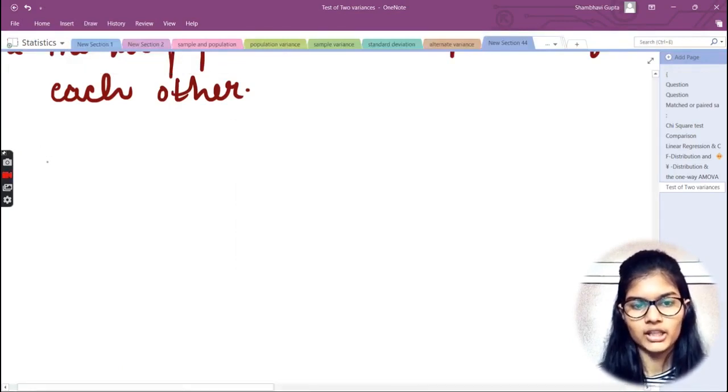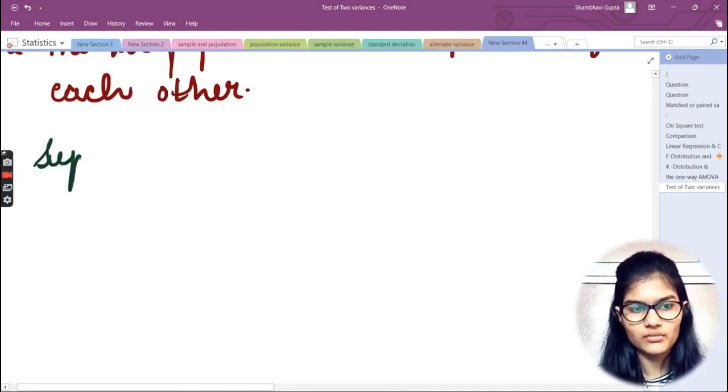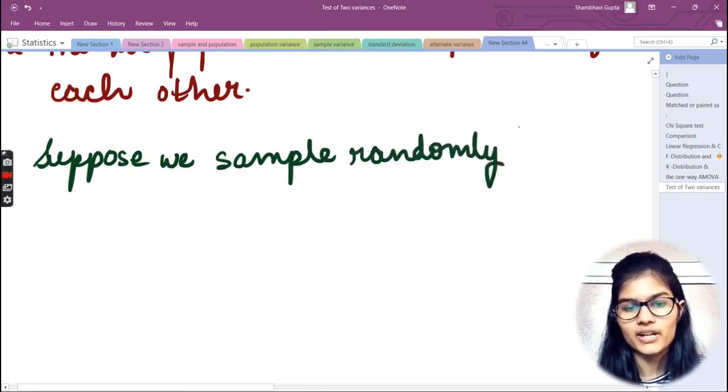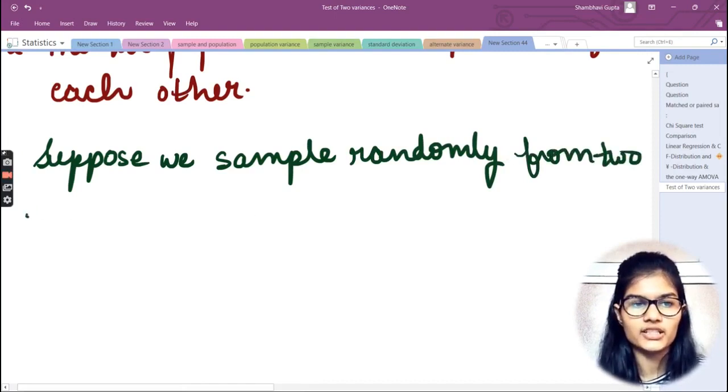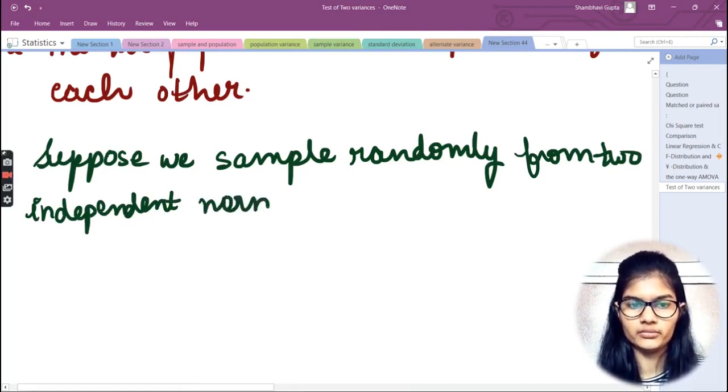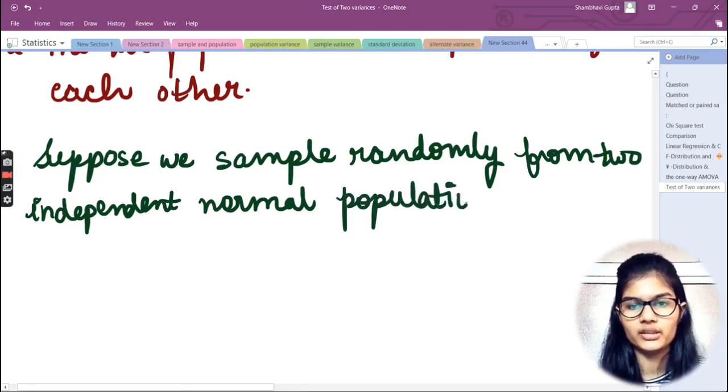Suppose we sample randomly from two independent normal populations.